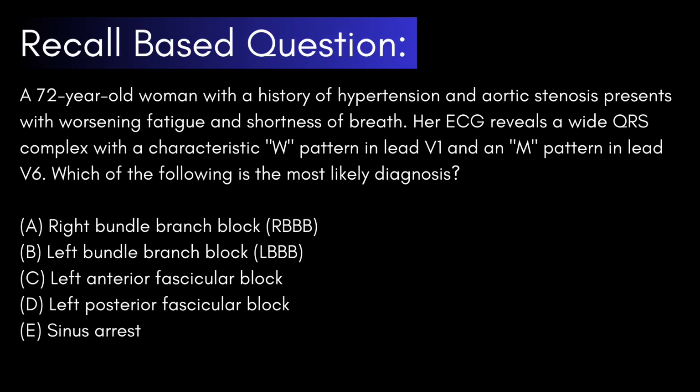A 72-year-old woman with a history of hypertension and aortic stenosis presents with worsening fatigue and shortness of breath. Her ECG reveals a wide QRS complex with a characteristic W pattern in lead V1 and an M pattern in lead V6. Which of the following is the most likely diagnosis?